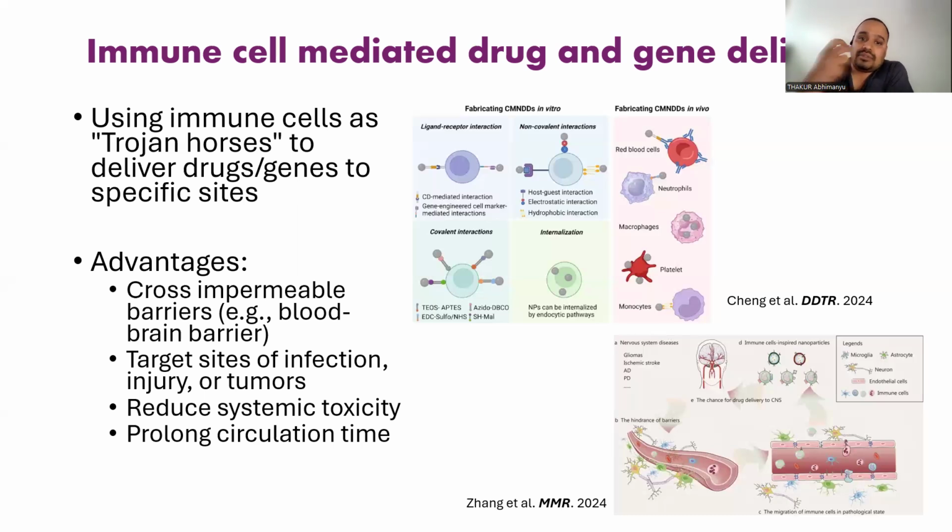The intrinsic tropism of immune cells towards a target area, a place which has been affected by, for example, inflammation, infection, or neoplastic disease, facilitates the precise localization of these therapeutics, minimizes off-target effects, and reduces systemic toxicity. Furthermore, this approach capitalizes on the extended circulatory half-life of immune cells, which provides a sustained release platform that prolongs drug exposure at the target site.